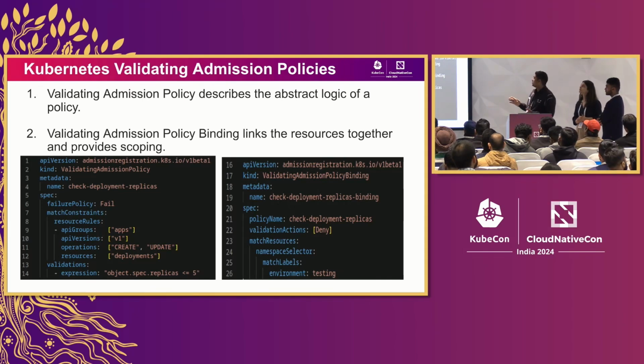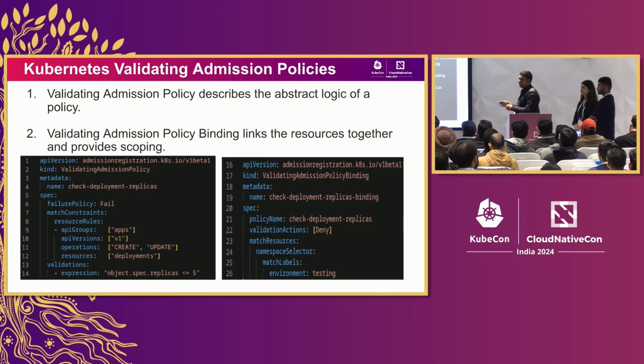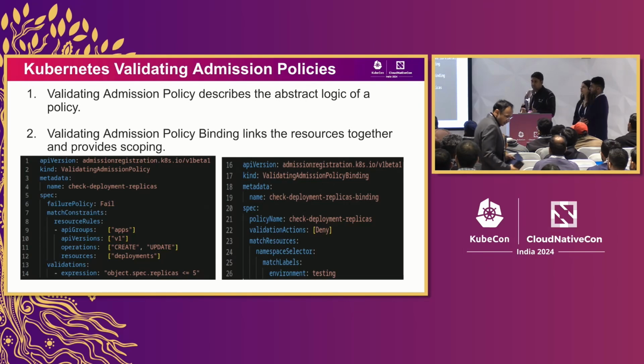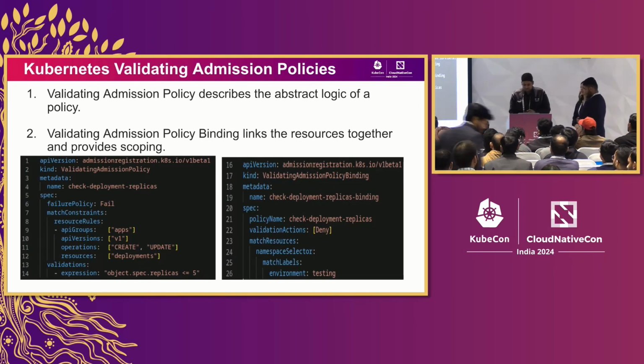Typically, how can you author a validating admission policy? There are two configurations to it. One is the validating admission policy, which defines the abstract logic of which resource you want to apply it to and what condition it is going to check. The other configuration is the validating admission policy binding, so that you can scope those resources to certain conditions. For example, you only want to apply this policy to resources which have certain labels attached to them. With the binding, you can scope a particular resource to a particular policy, and then you can run these validations.